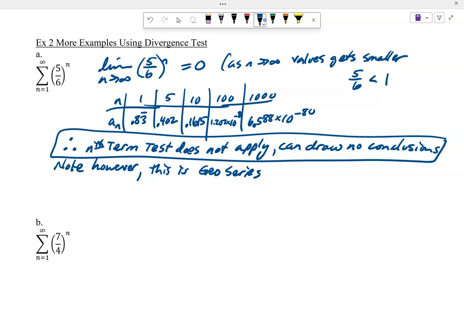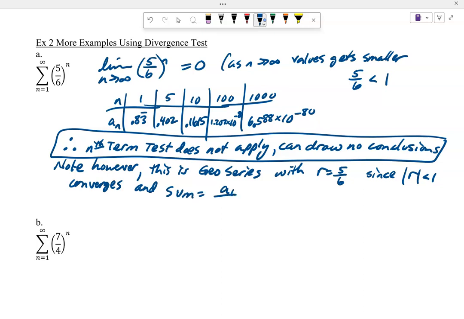This is a geometric series with r being 5/6, right? The first term is 5/6. The next term is (5/6) squared. The next term is (5/6) to the third. R is 5/6. Well, if that is less than 1, it converges, and the sum would be the first term, 5/6, over 1 minus 5/6. And so the sum actually ends up being 5. Just a note on that, right?